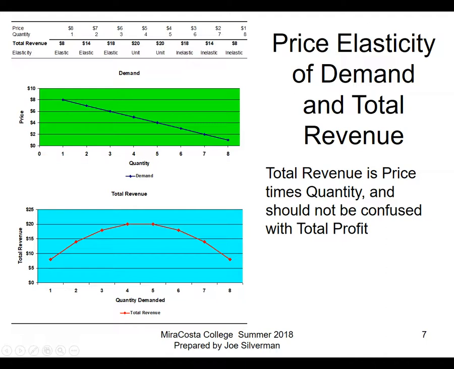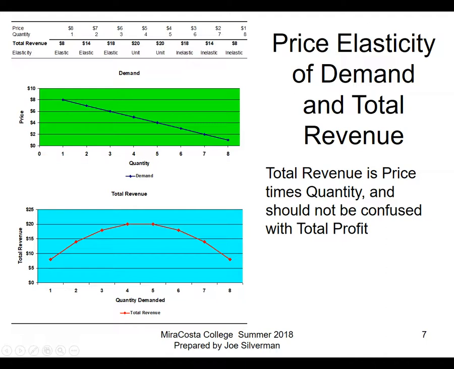I'm not saying it is. I've never worked for Apple. I don't know what their cost accounting looks like. But the point I'm trying to make is it's not unusual, oftentimes, for you to see companies searching for this unit elastic price. Why is that? Because once you're in the unit elastic range, no matter what you do if you go out of the unit elastic range, you're going to be shooting yourself in the foot.